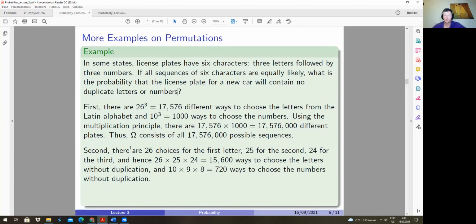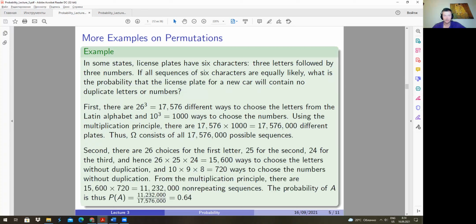So it's here. 26 letters on the first step, 25 on the second step, 24 on the third step. So we have these 15,600 ways to choose the letters without duplication. And 10 times 9 times 8, 720 ways to choose the numbers without duplication. So in total we have 11 million non-repeating sequences. We have in total 17 and a half million license plates, and without repetition, we have a bit more than 11 million.